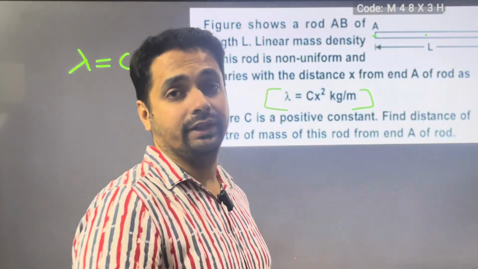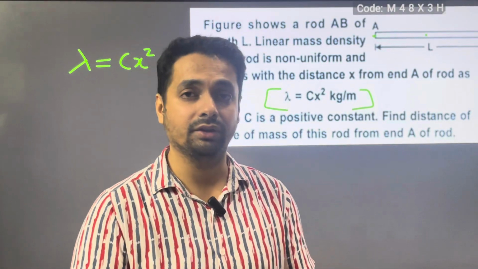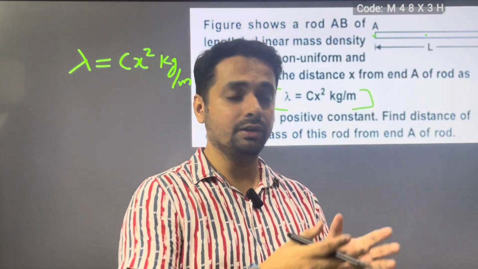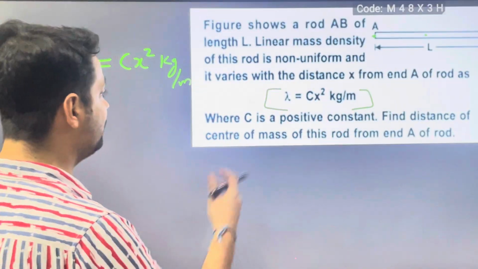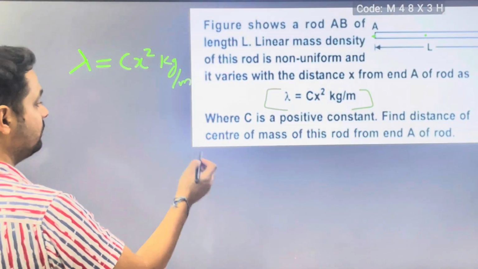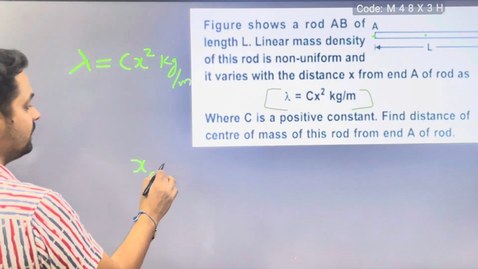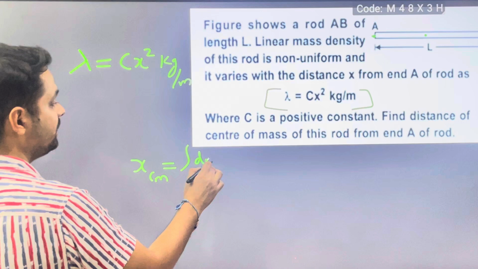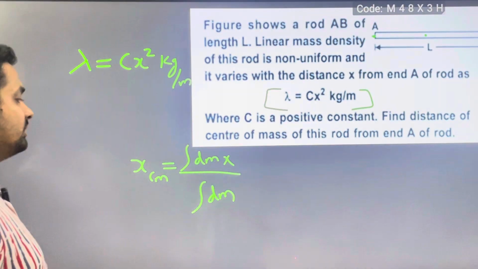We just studied that whenever there is a continuous extended body, we use the integration method to find the center of mass. So here we will do the same thing. I have to find x center of mass, which is the integration of x dm divided by the integration of dm. So the first objective is to find dm.